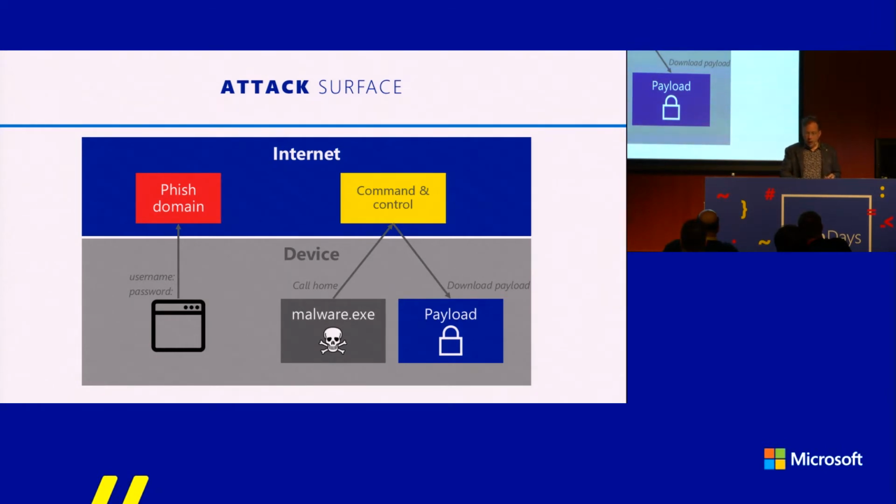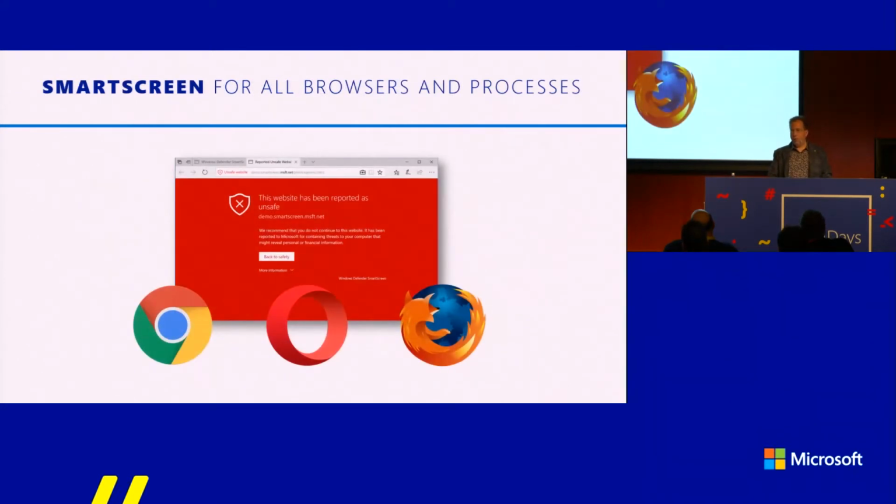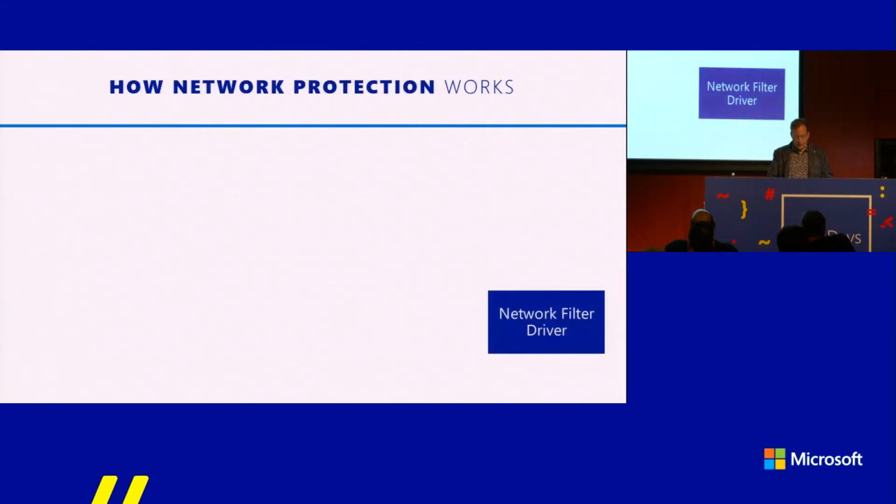So what we want to block is that network connection, to tie that to the reputation services that we've been building. In essence, it's SmartScreen for all of your other browsers and all of your other processes. We already have had this in Internet Explorer and then in Edge. And, in essence, we apply it through the network filter driver.